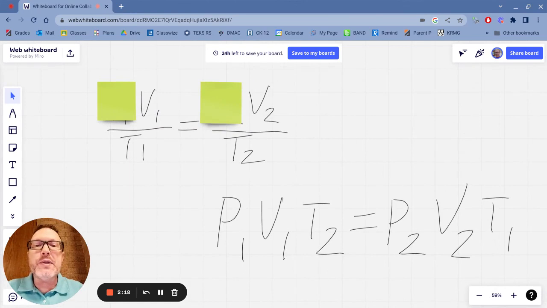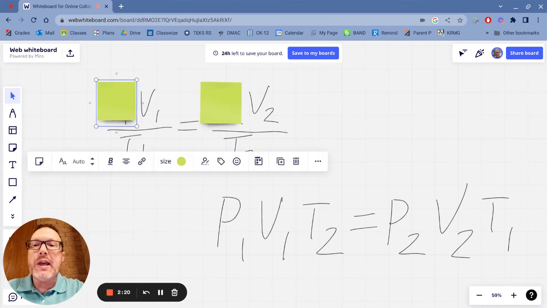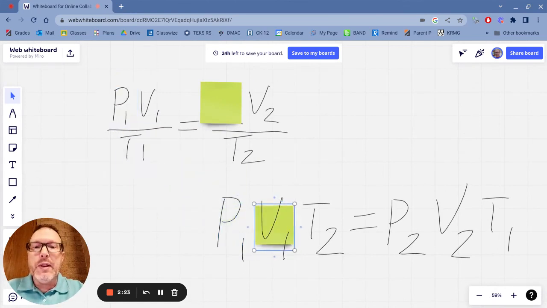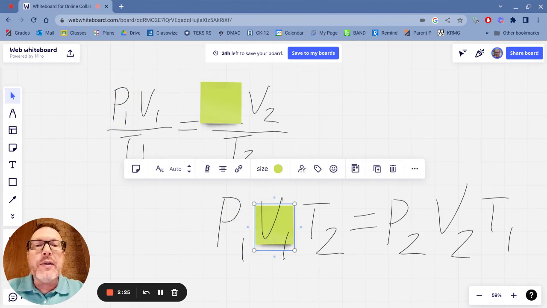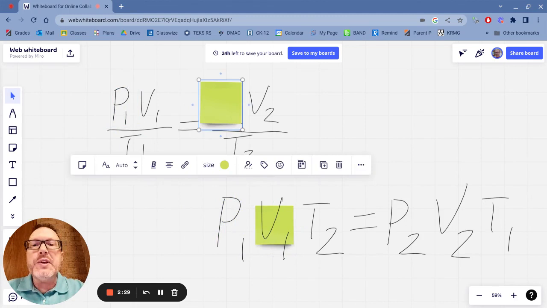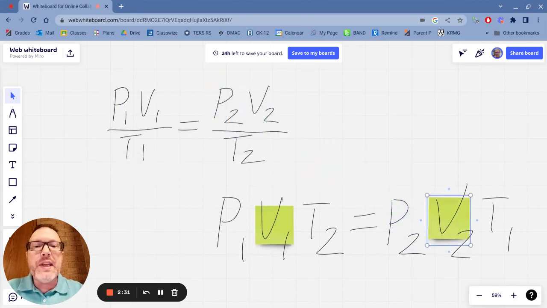Let's say that it's Gay-Lussac's law and volume is staying constant. Well, then why are you out in front there, though? That's weird. Then you would just pretend that the V's don't exist.